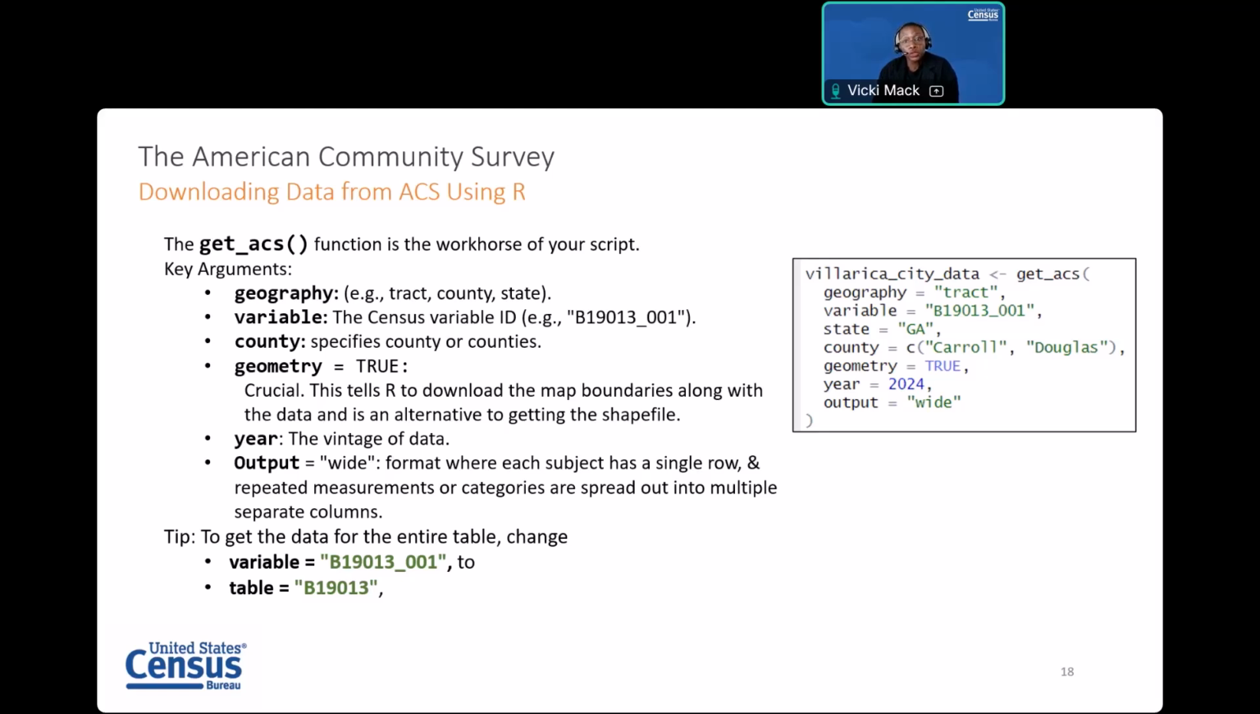Geometry equals TRUE is a crucial part of the code. This tells R to download the map boundaries along with the data. Year refers to the vintage of the data, and output equals wide refers to a format where each subject has a single row and repeated measurements or categories are spread out into multiple separate columns.